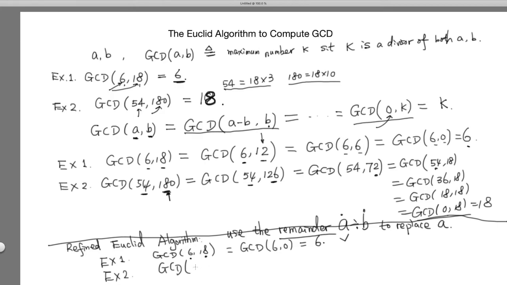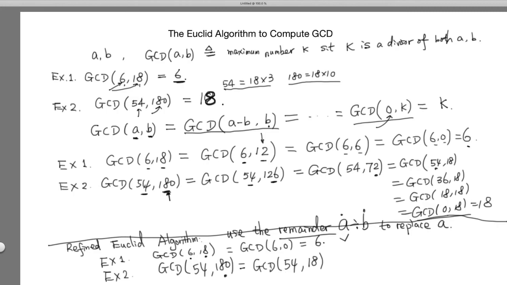Example 2. GCD of 54 and 180. 180 is the large number, 54 is the smaller number. So we replace the large number 180 by the remainder of 180 divided by 54. So this equals GCD of 54 and the remainder of 180 divided by 54, which is 3 times 54, that's 162. The remainder will be 18.